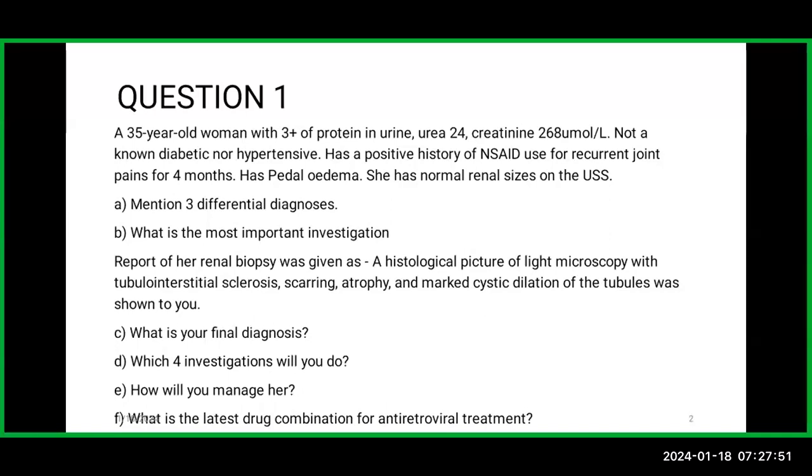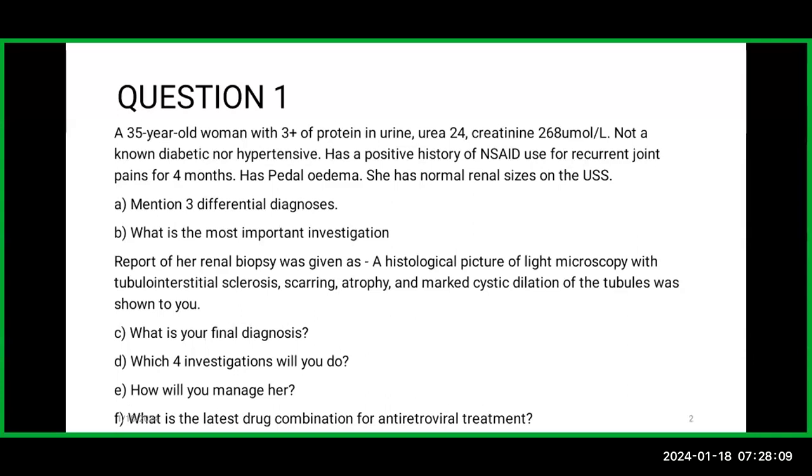But it's not the commonest anymore because basically everybody's on HAART these days, so you don't see much HIVAN. We see more of immune complex disease, at least coming from South Africa. That's what they are seeing now. They're seeing more of HIVICK than HIVAN. Yes, sir.